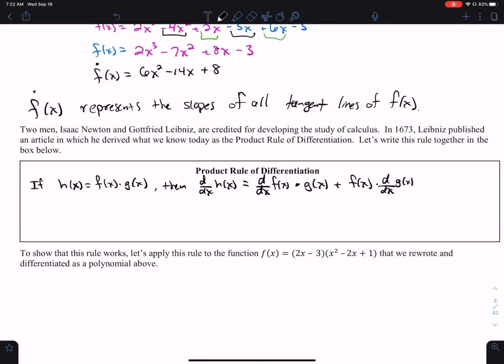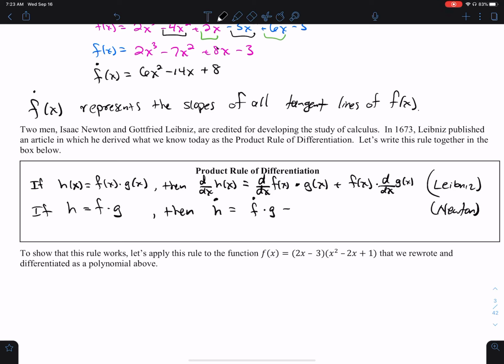This is Leibniz. Newton might write it like this. If h is equal to f times g, where h, f, and g are all functions of x, then h dot is equal to the derivative of the first function times the second plus the first function times the derivative of the second.